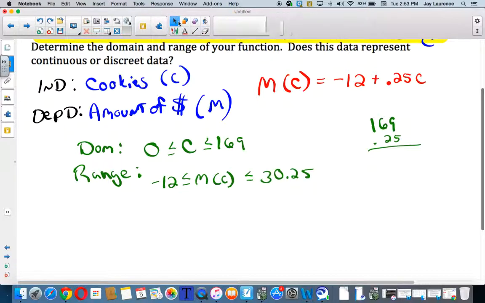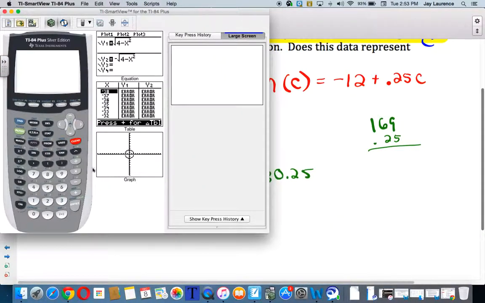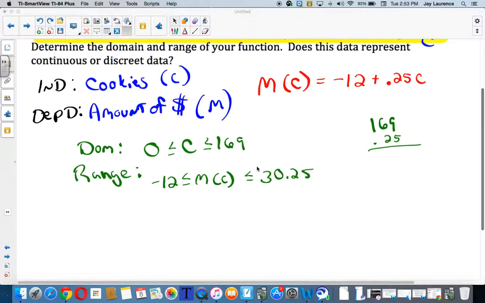Okay, let me just check my math here really quick. We have 169 times a quarter, and I will subtract $12. And there we go, $30.25. We're good. Notice I didn't go to the calculator first. I used the calculator to check my answer.